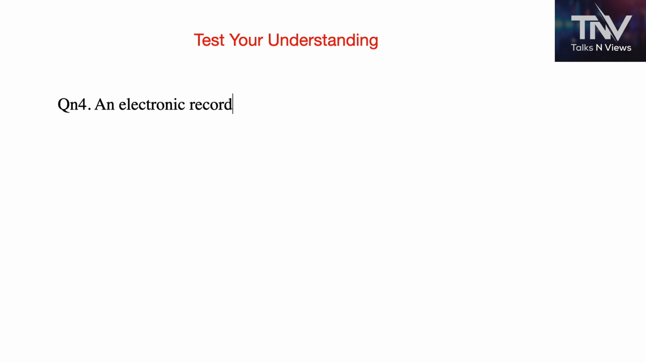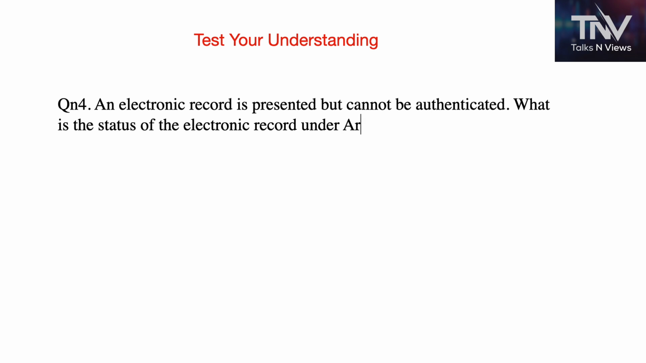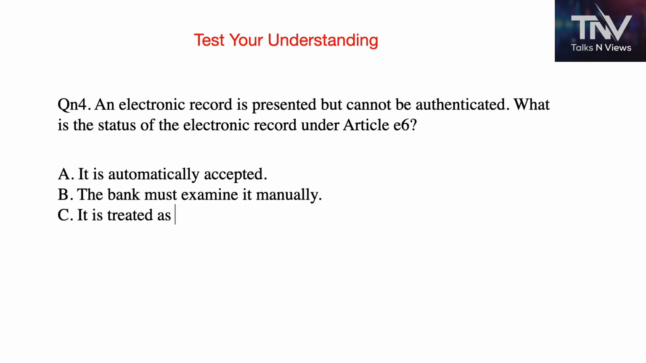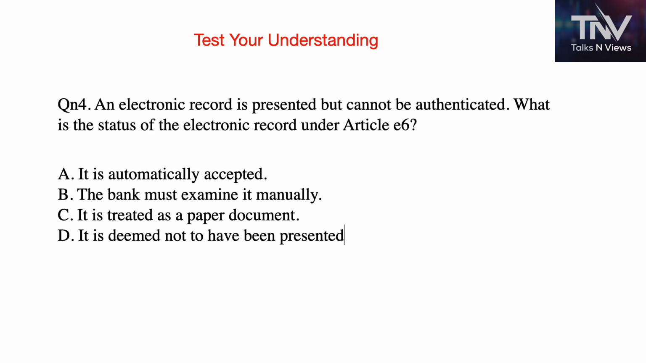Question 4. An electronic record is presented but cannot be authenticated. What is the status of the electronic record under Article E6? A. It is automatically accepted. B. The bank must examine it manually. C. It is treated as a paper document. D. It is deemed not to have been presented. Answer: D.